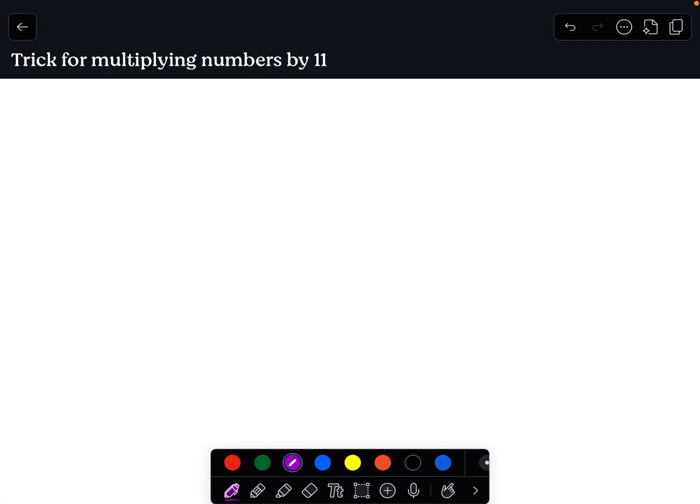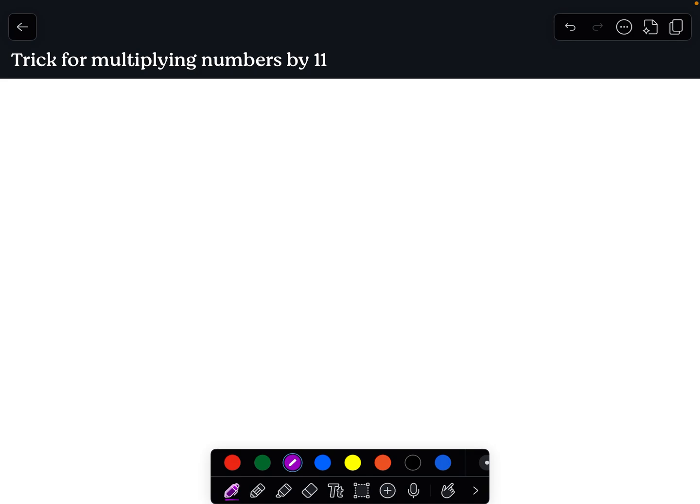What's up, mathematicians? Today we're going to talk about using a shortcut trick for multiplying numbers by 11. The number 11 is a pretty cool number when you think about it. Even with multiplication facts, 9 times 11 is 99, you just repeat the digit twice, and 8 times 11 is 88, and so on. Well, what about when you have a number that is larger?